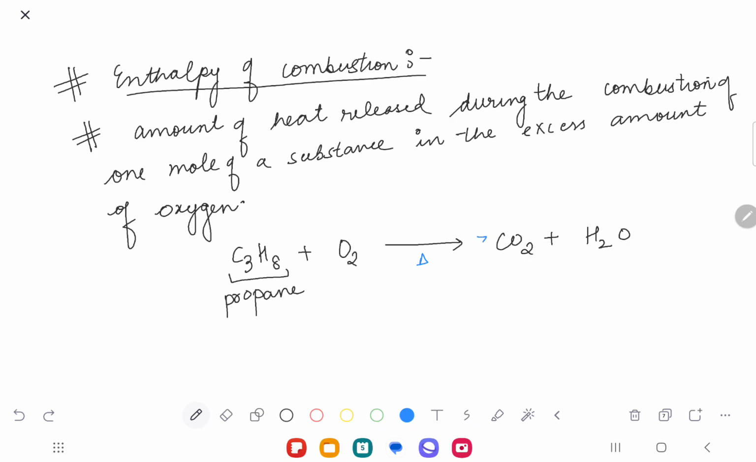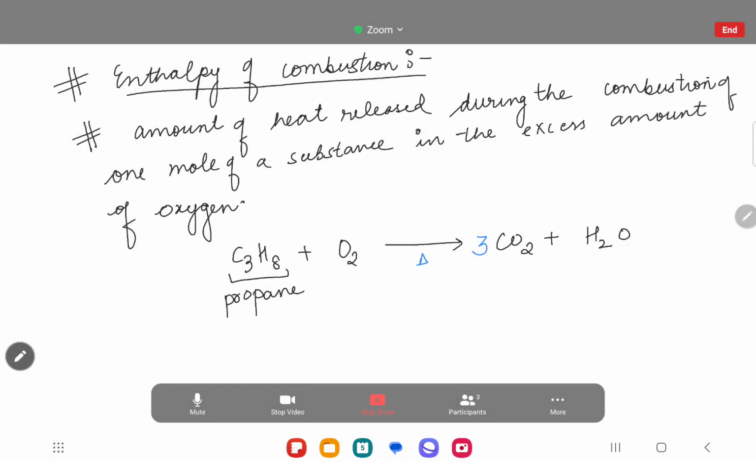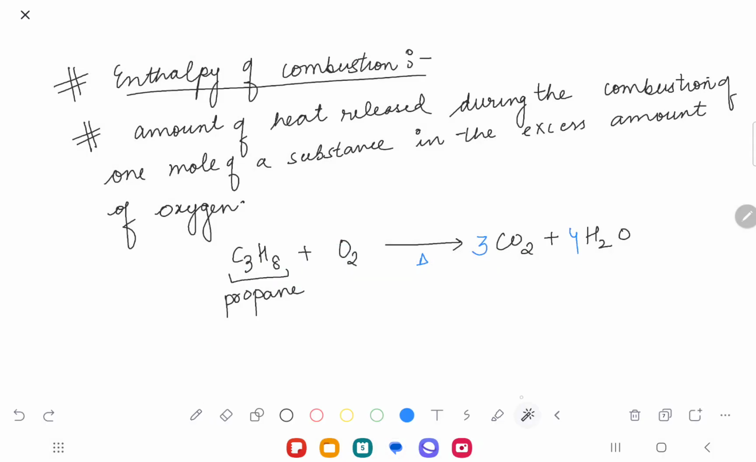Let's balance this equation. So I get 3 here. And for hydrogen, I will have to put 4 here, because 4 times 2 is 8. How many oxygens do we have? We have 3 times 2, 6, and 4, that's 10. So I'm going to put 5 right here. So that's my balanced equation.